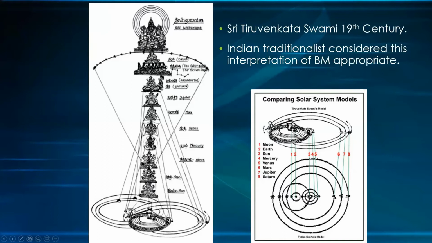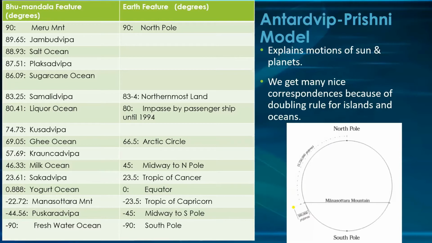He made this diagram with the different planets, like the sun, the moon, Mercury, Venus, and all that, and he mapped it onto an Earth-centered map of the solar system. Now, this is not the only nice thing about this model, which explains the motions of the sun and the planets, but we also get many nice correspondences because of the doubling rule of the islands and oceans.